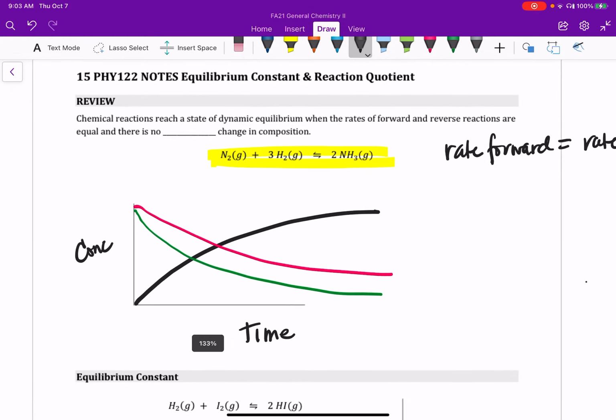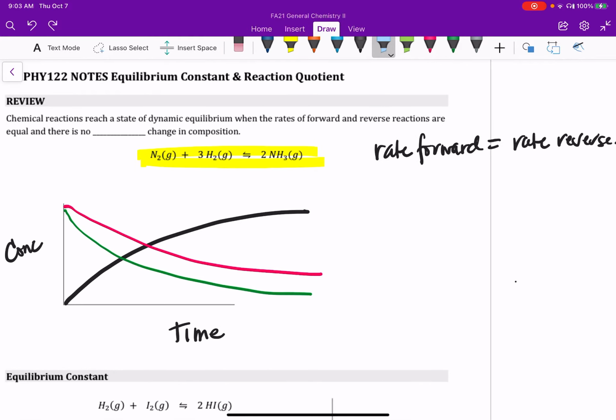So here's a graph showing what we might see if we plot concentration as a function of time. That black line would be, say, our ammonia. If we describe this reaction, starting with just our reactants as written in the forward direction, nitrogen and hydrogen, we don't have any ammonia to start with. As time proceeds, we increase the concentration of ammonia and we decrease the others. So we could say that maybe this is N2 and this is my hydrogen.